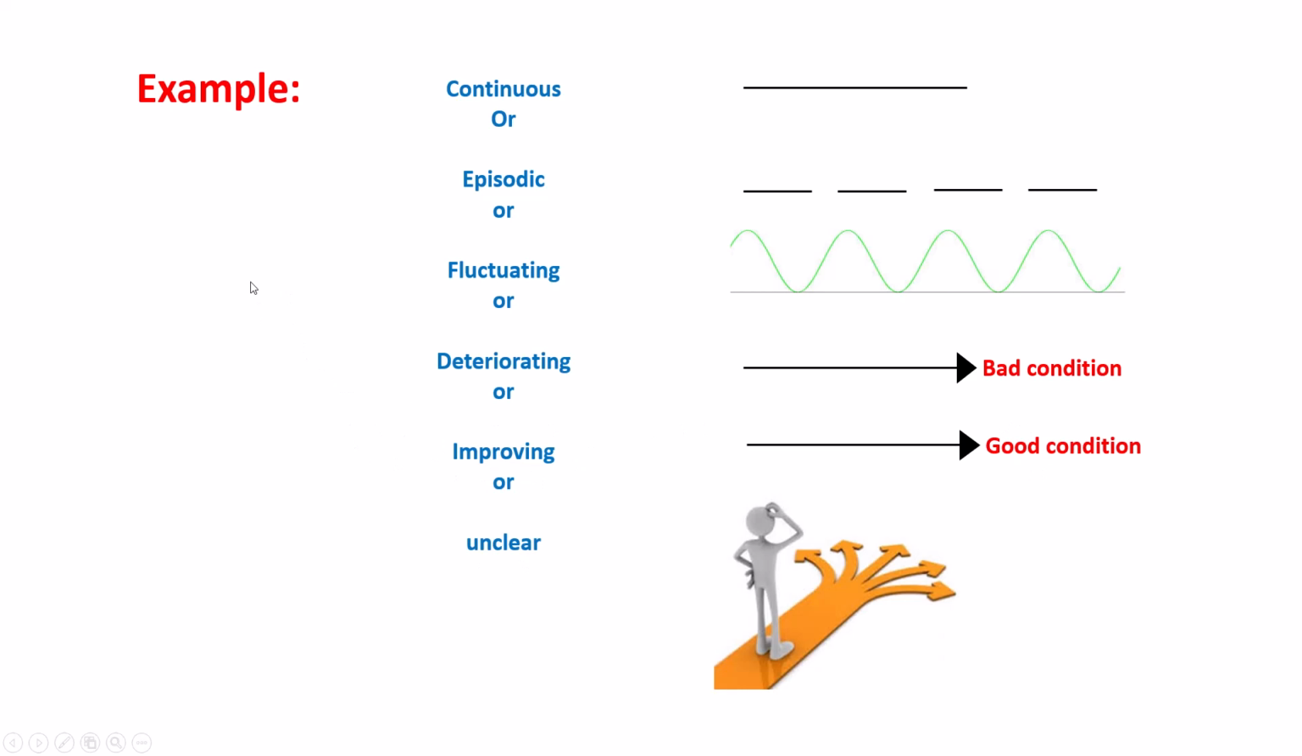Or unclear: the patient is either improving or worsening, and we cannot decide. Whether it is continuous, we cannot decide. Whether it is episodic, or fluctuating, we cannot decide. Deterioration, we cannot decide. Improving, we cannot decide. So we are not able to decide what the actual condition of the patient is, and at that time we can say unclear. So this is about course.